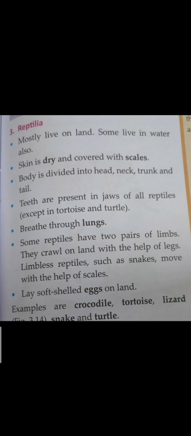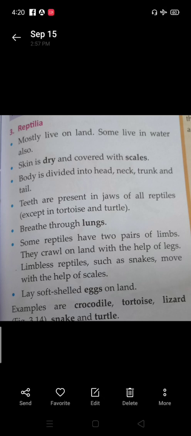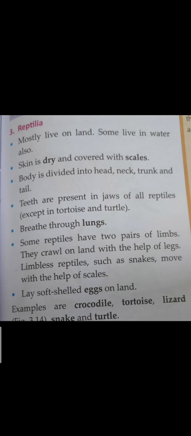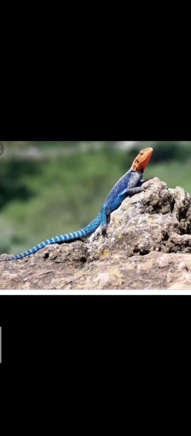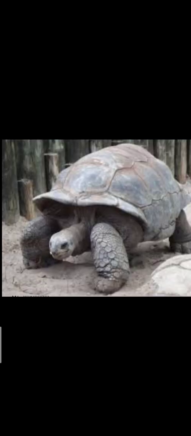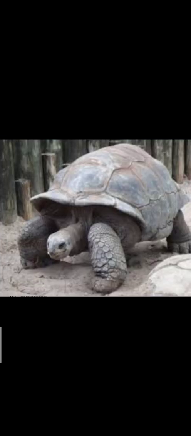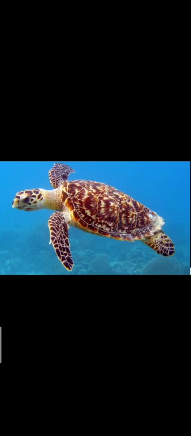Next feature is they lay soft shelled eggs on land. Now coming to the examples of class Reptilia: crocodile, lizard, snake, tortoise, and turtle. These are some examples of this class Reptilia.